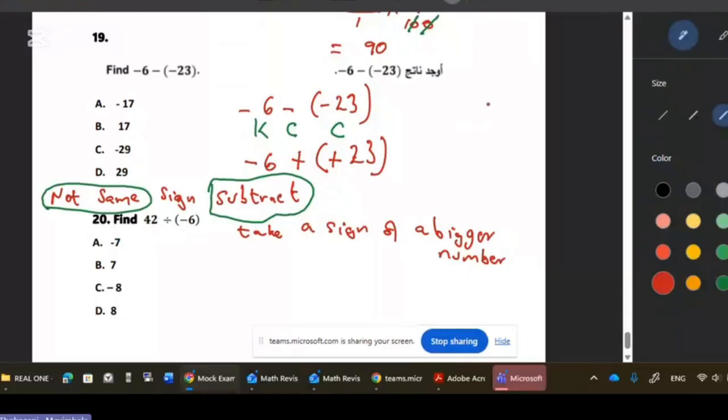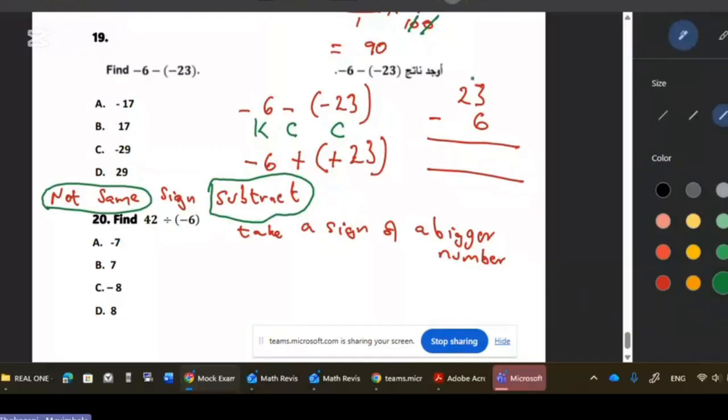Now let's subtract, boys. What is 23 minus 6? 17? Sorry, 16. 3 minus 6 is a problem. So what are we going to do?